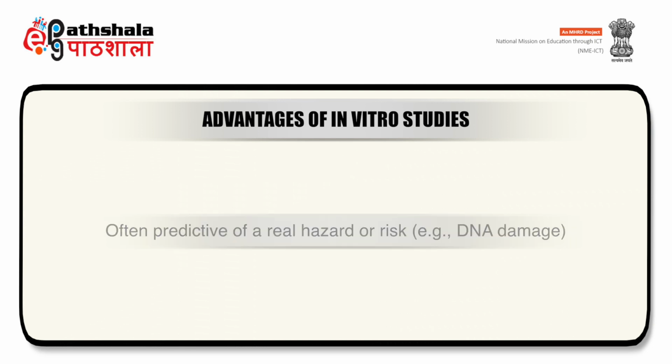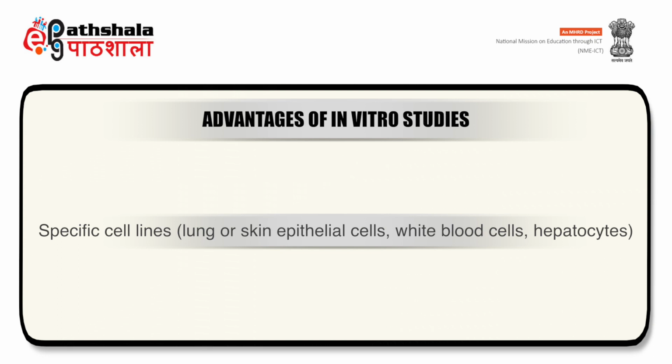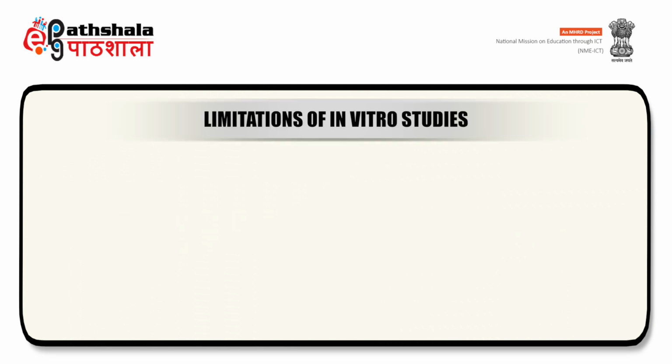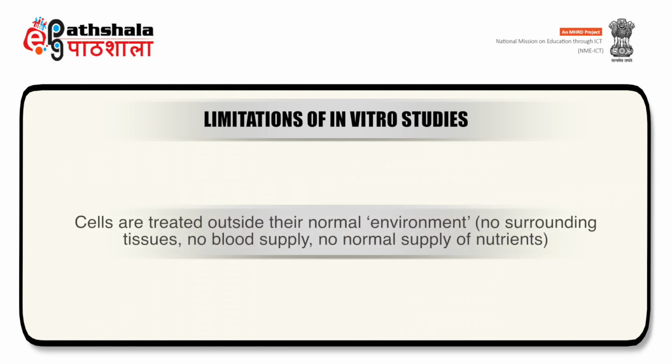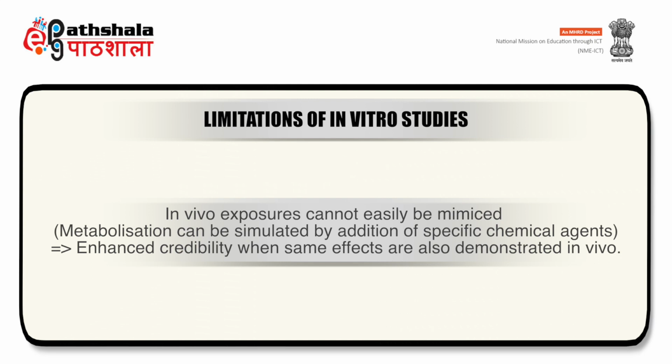Example, DNA damage. High throughput screening, example, Vitotox tests, omics, or specific cell lines, lung or skin epithelial cells, white blood cells, and hepatocytes. Now we are talking about the limitations of in vitro studies. Cells are treated outside their normal environment: no surrounding tissue, no blood supply, no normal supply of nutrients. In vivo exposure cannot easily be mimicked. Metabolization can be stimulated by addition of specific chemical agents.